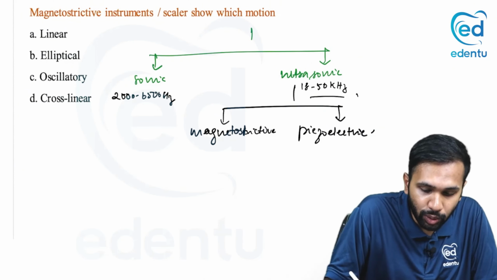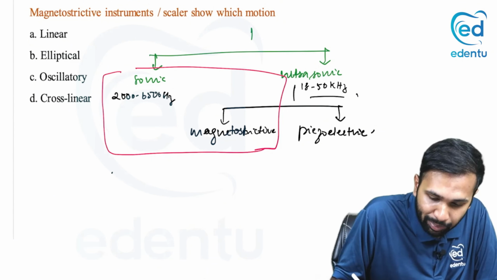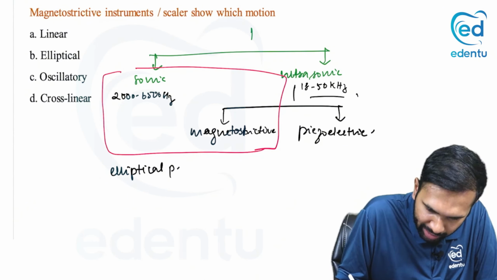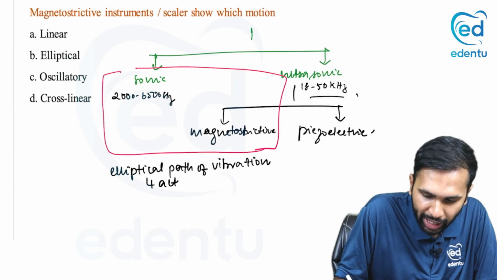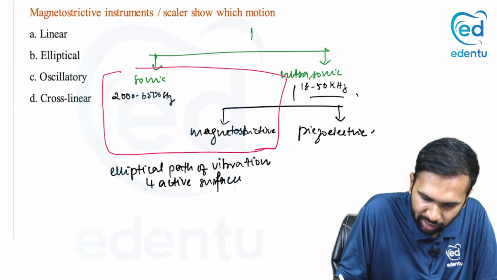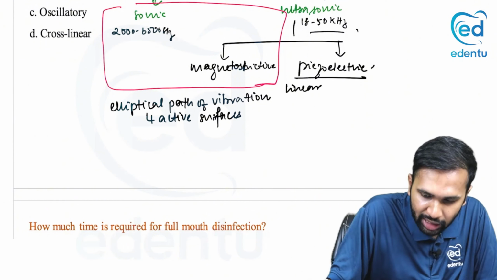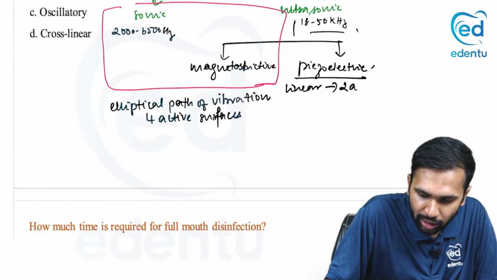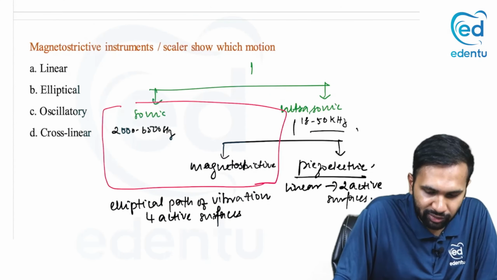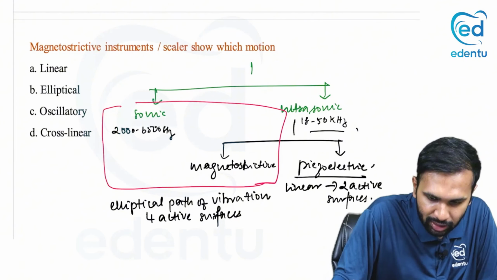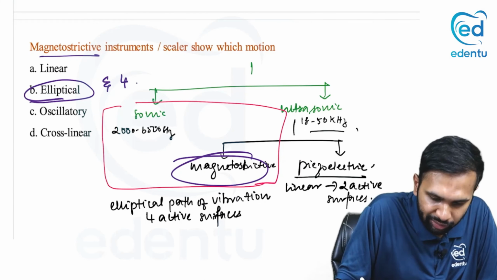While teaching you, I told you sonic and magnetostrictive have the same property, that they have an elliptical path of vibration, and that is why they have 4 active surfaces, working surfaces, whereas piezoelectric has a linear motion of vibration, leaving it to have only 2 active surfaces. The best answer for this question will be magnetostrictive. This magnetostrictive has an elliptical path of vibration and 4 active surfaces.